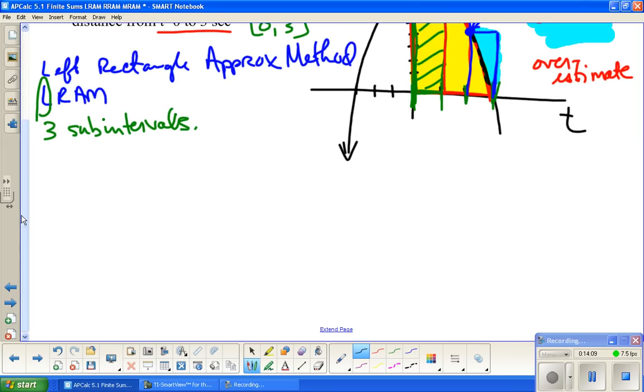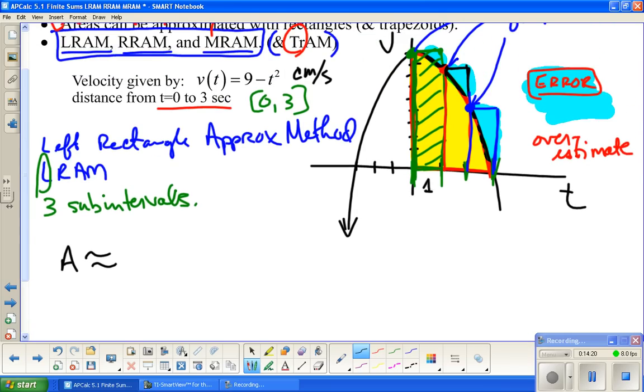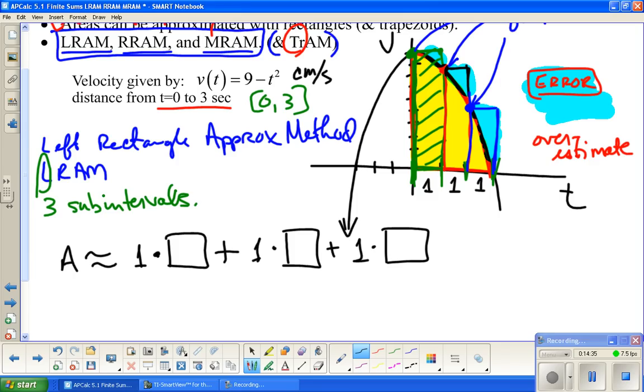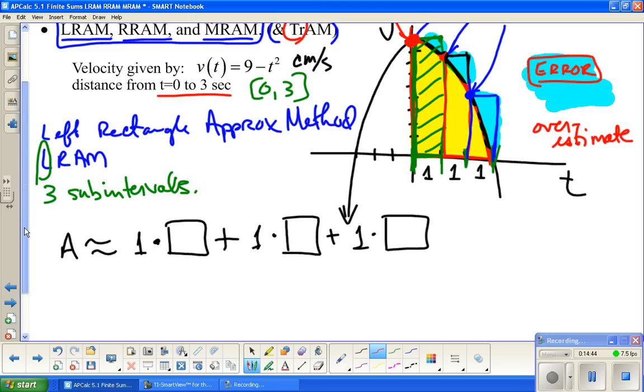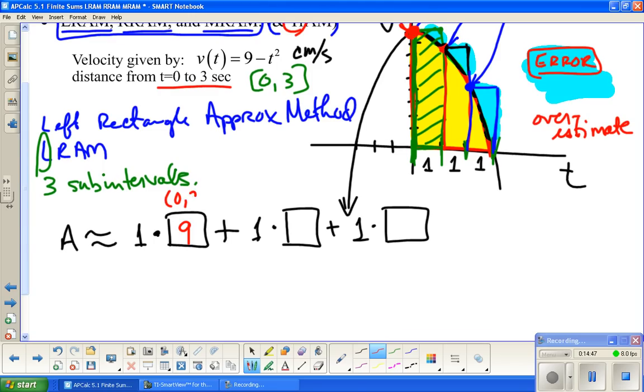Okay. So our area is going to be based on these 3 subintervals. And what we're going to do is find the length times width for every one of these rectangles. Okay, so this rectangle has a width of 1, or a base of 1. So does this one, so does this one. So I know I'm going to be doing 1 times a Y value. I'm going to have 1 times another Y value. And I'm going to have 1 times another Y value. Okay, those Y values then come from the equation. So this point up here is going to be 0, 9. Okay, so this came from 0, 9, the left endpoint, that left corner of that rectangle.